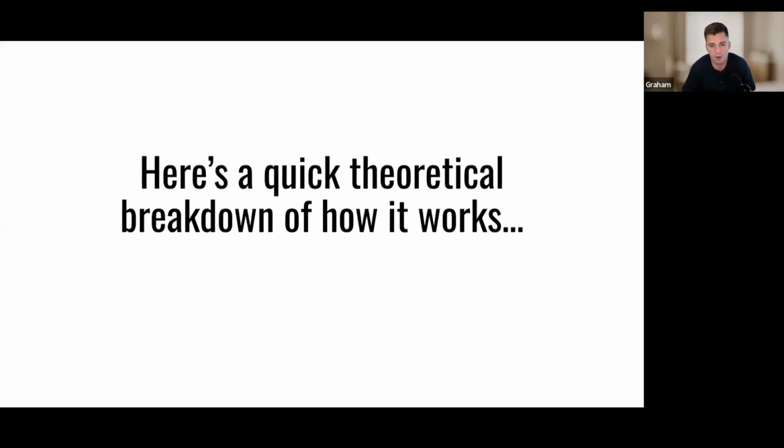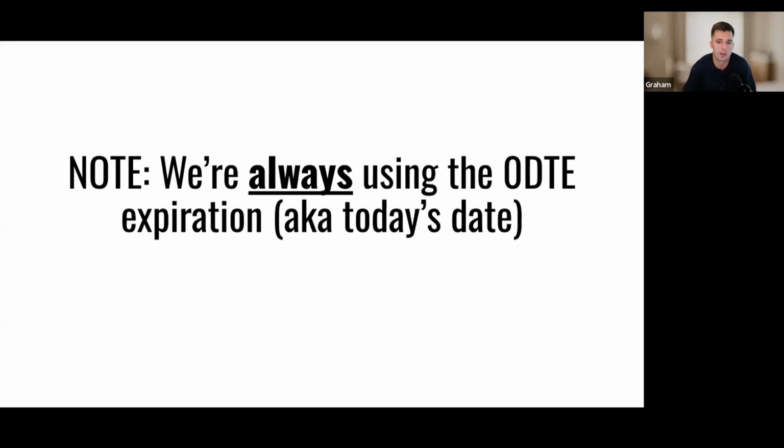Now here's a quick theoretical breakdown of how we're picking these options. So again, we're always using the 0 DTE expiration. That's today's date. So if you're ever confused what expiration we're using, look at your calendar and you see the date. Bam, your problem solved there.